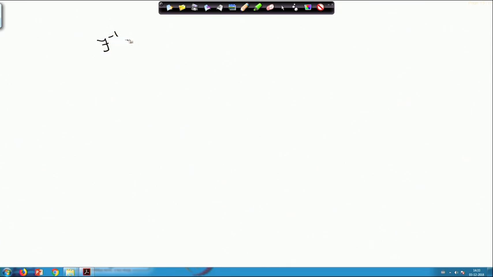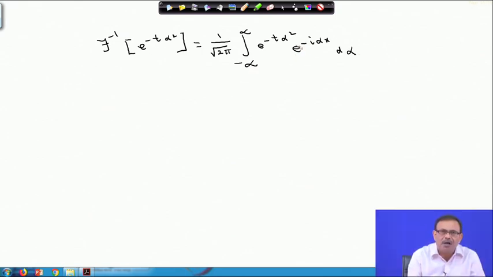So, the Fourier inverse of e power minus t alpha square equals 1 by root over 2 pi, integral from minus infinity to infinity of e power minus t alpha square into e power minus I alpha x d alpha. The only change is that whenever you are taking the Fourier transform, the kernel is e power I alpha x, and when you take the inverse Fourier transform, the kernel will be e power minus I alpha x.